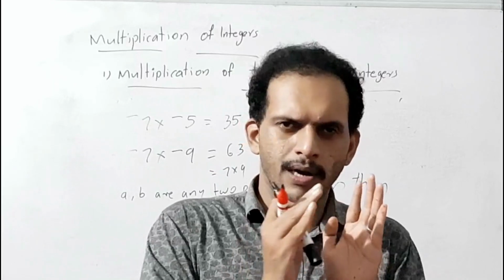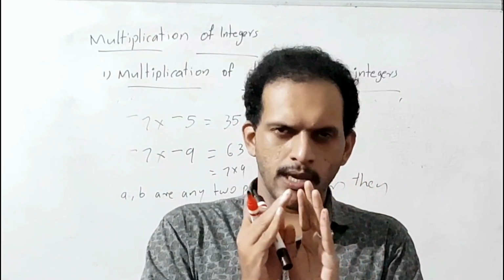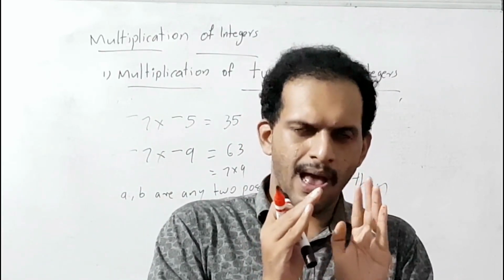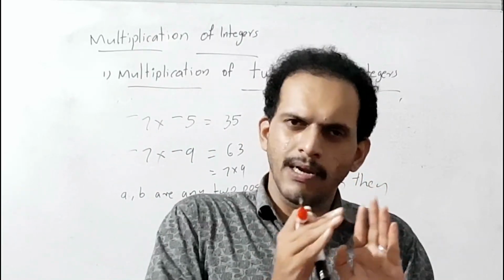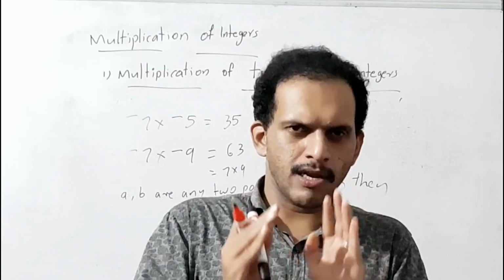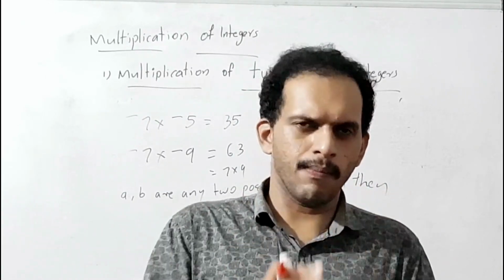Okay, if we multiply one negative and one positive, the answer is negative and we multiply the same numbers. Okay, if we multiply two negative integers, the answer is positive, we multiply the same numbers.